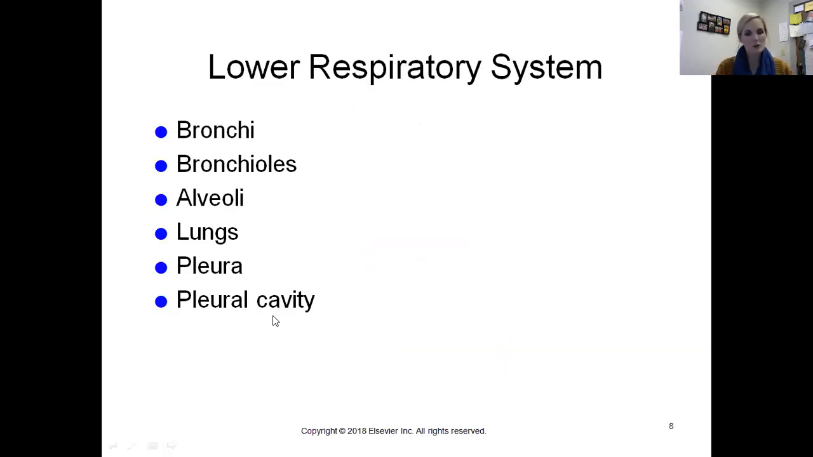Then we have our lower respiratory system, and we've identified each of these. So we have our bronchi, number 14. We labeled number 16 as the bronchioles. We labeled number 17 as the alveoli. Number 15 is the lungs, because those are contained within the lungs. And then again, I mentioned that the pleura is the membranes that are protecting our lungs themselves, and the cavity between those 2 pleura are also going to be important. And we're going to talk about that in just a minute.